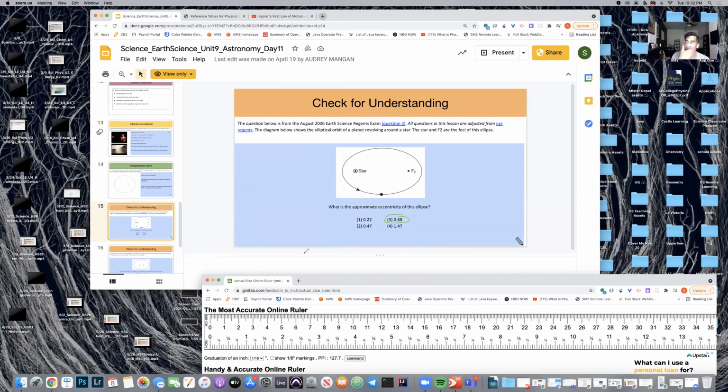So again, eccentricity is a measure of how oblong or stretched and squished an ellipse is. The smaller the value is, the more circle-like the revolution is. And when we talk about the revolution of the planets around the sun, they tend to be more circular in nature. If we want to calculate the eccentricity, we have to take the distance between the focal points, in this case a star and F2, and divide it by the distance of the major axis, which is the long side of the ellipse. In other words, the oblong ends. All right. In this case, we got 0.68.